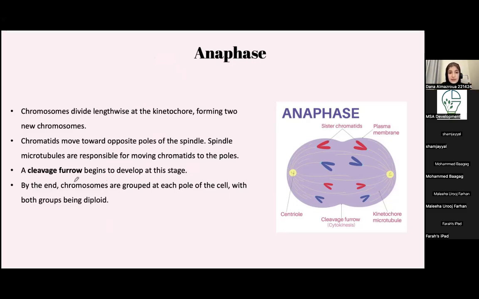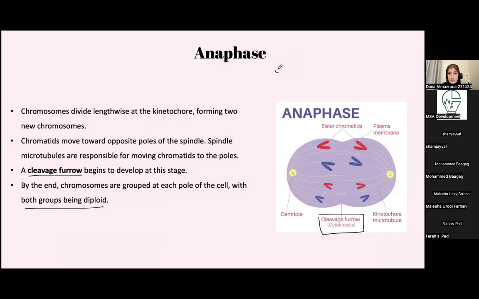A cleavage furrow begins to develop at this stage, but it's still not entirely developed. A cleavage furrow is this one here, where basically the cells begin to divide, particularly the cytoplasm of the cells. But it's not entirely developed yet, just beginning to develop. By the end, chromosomes are grouped at each pole of the cell, with both groups being diploid, exactly what we mentioned before. Now, why did we say both groups being diploid?